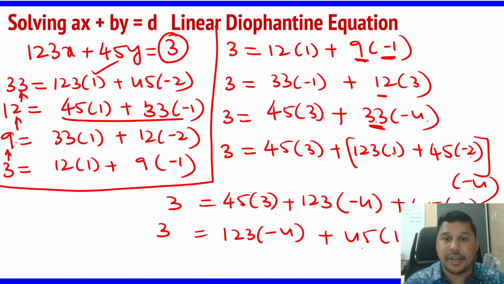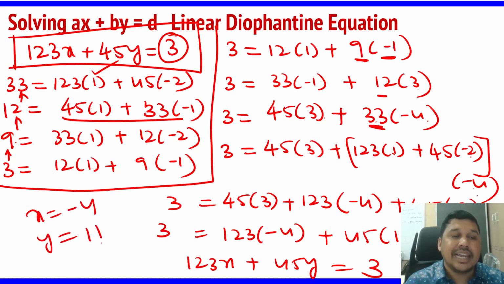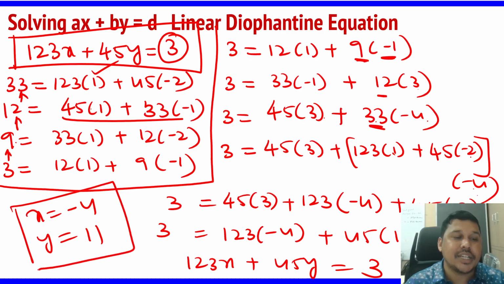45 of 11. Now you see the question which is given to us, right? It is in the form 123x plus 45y is equal to 3. We got the same, both the equations are matching. Therefore, we can say x value is minus 4 and y value is 11, which satisfies this given condition. So among those infinite number of solutions, this is one solution. This is the one solution for that problem, right?